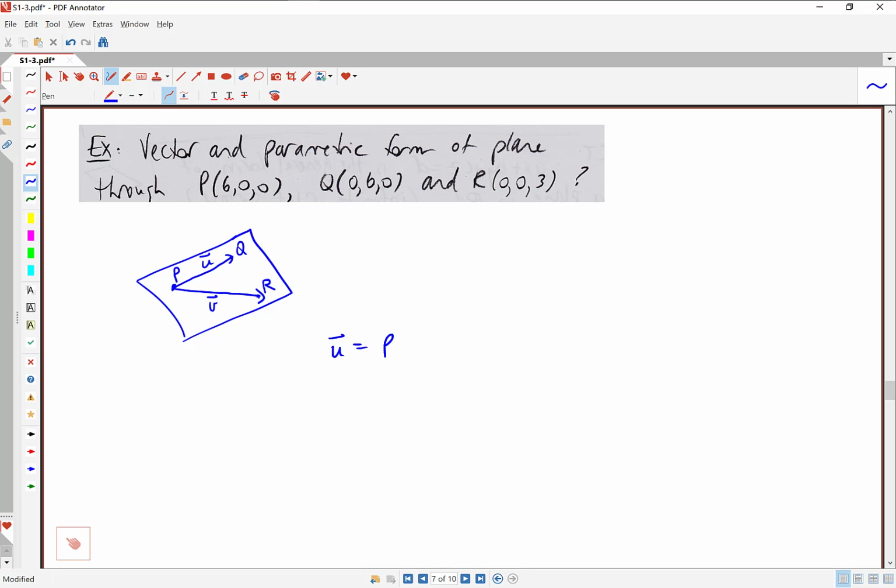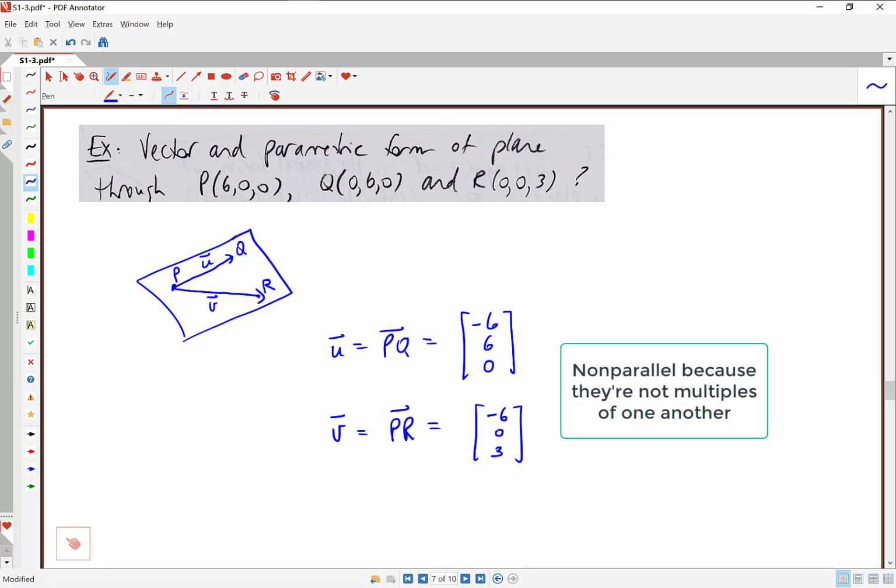We'll say vector u is the vector that runs from P to Q. So we'll think Q minus P, that would give us -6, 6, 0. And our second direction vector, vector v, let's say is the vector that goes from P to R. So we'll think R minus P gives us -6, 0, 3. Okay, and there's no reason that you have to specifically do it this way.